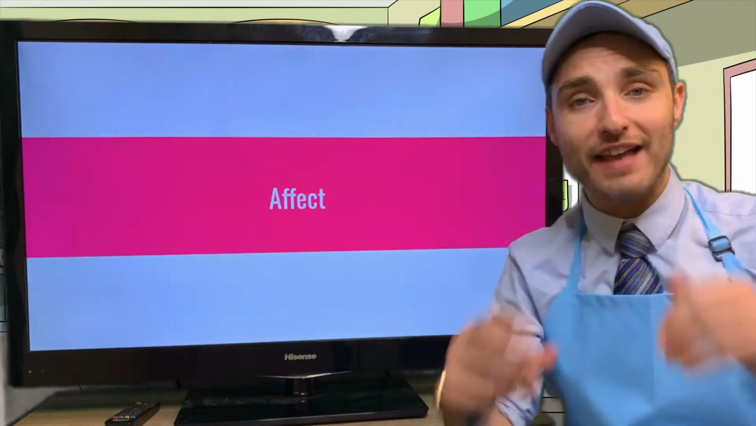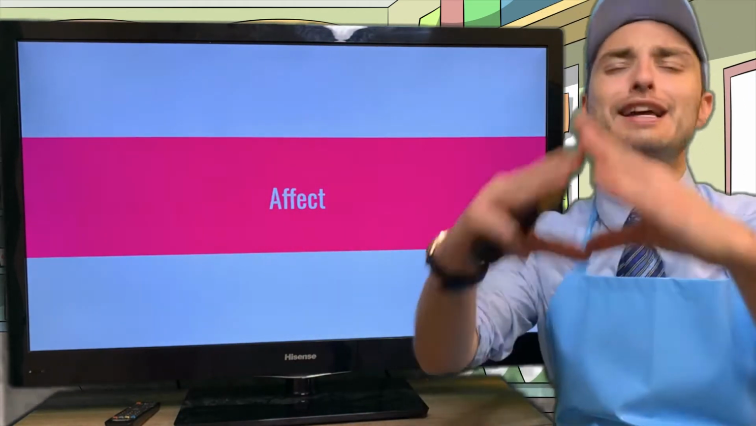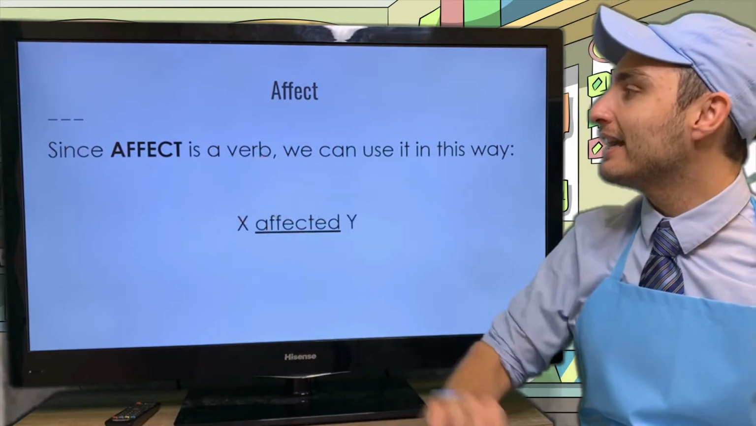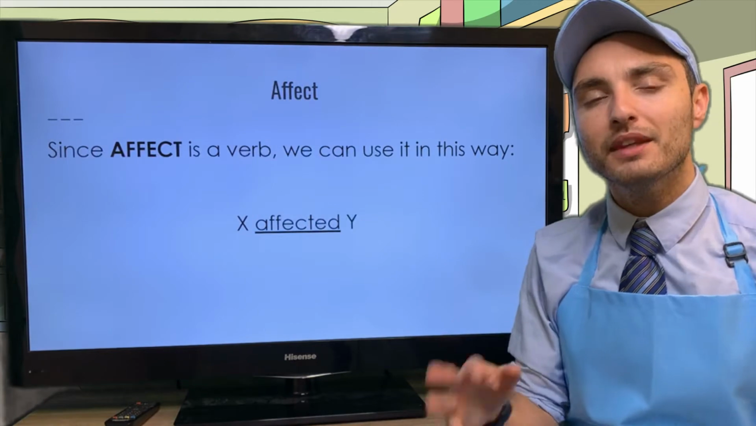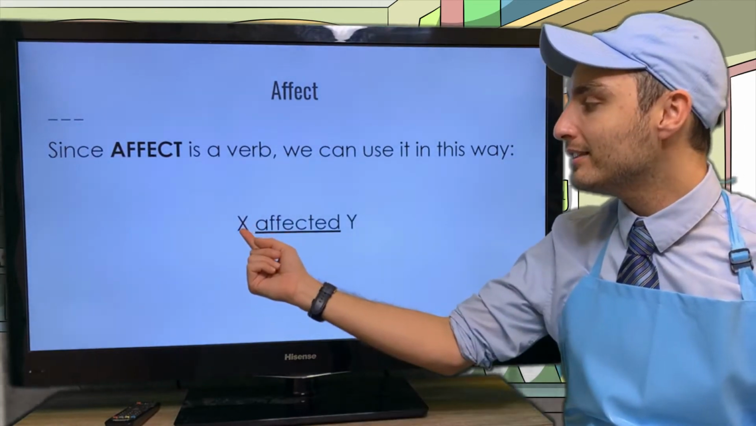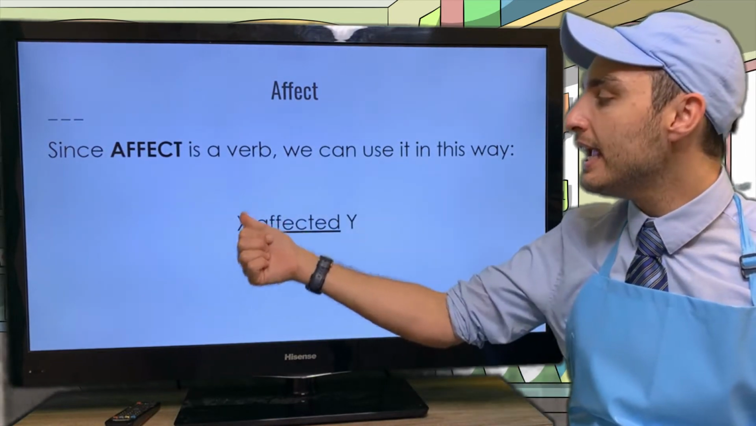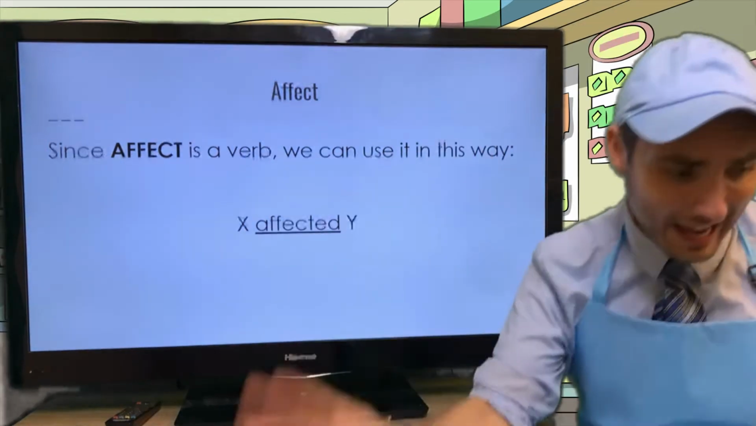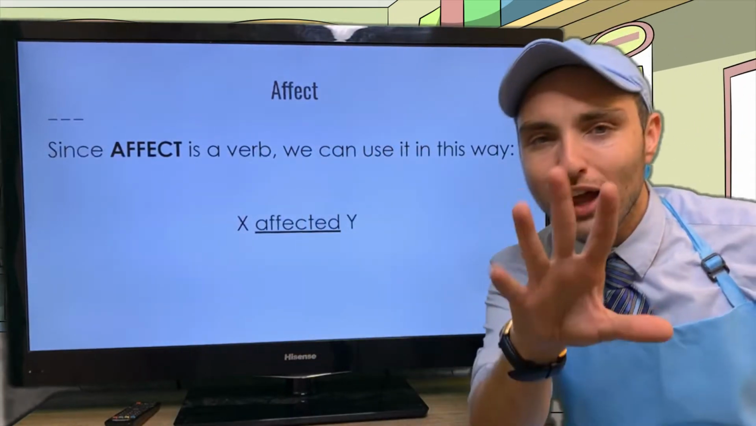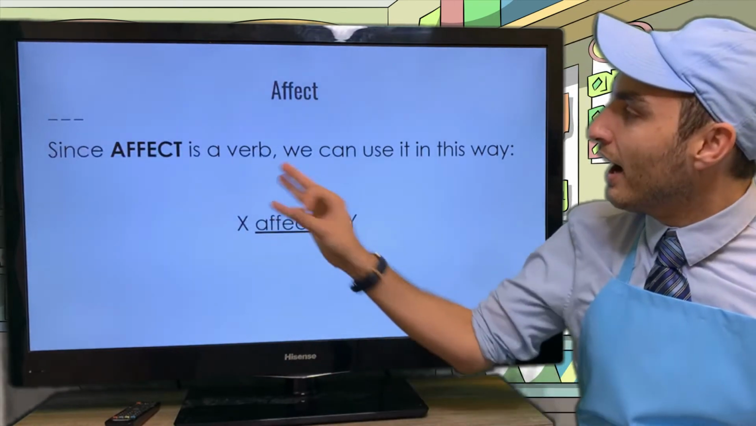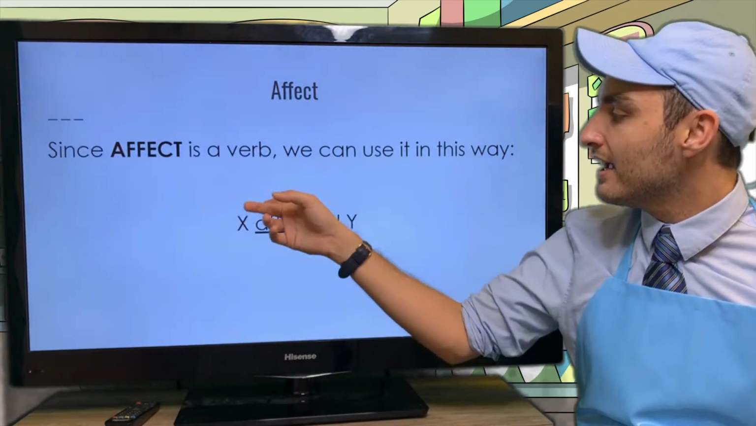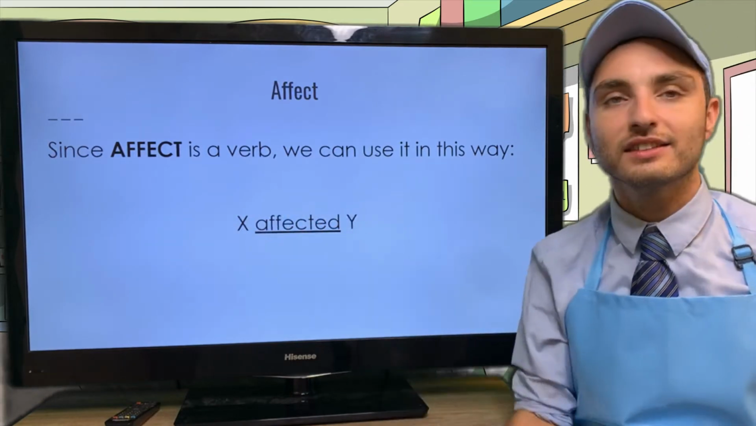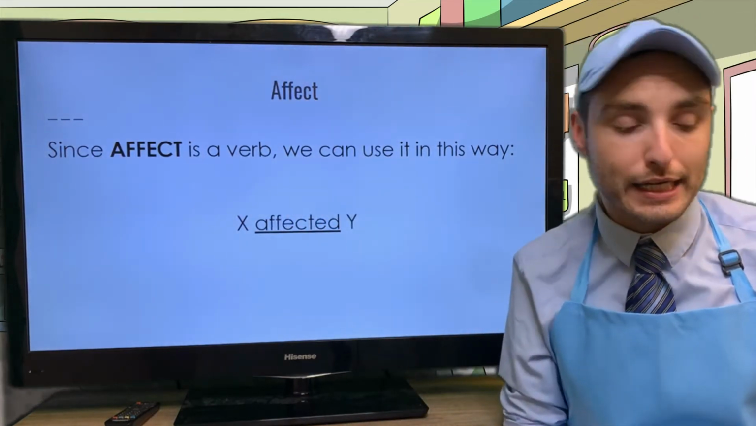First up, we have affect. Do it with me. Affect. Well, as stated earlier, affect is a verb. And since it is a verb, think about it in this formula: X affected Y. Something impacted or caused change to Y. Sorry, lost signal for just a sec. Bringing it back. Again, affect is a verb, meaning change or impact. So, affected. Something affects another thing. Let's go ahead and look at an example.